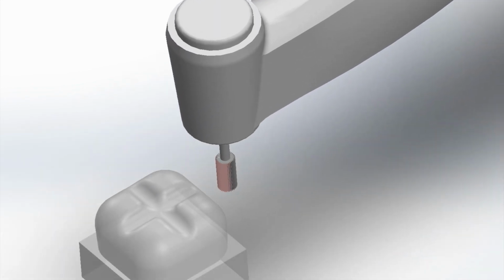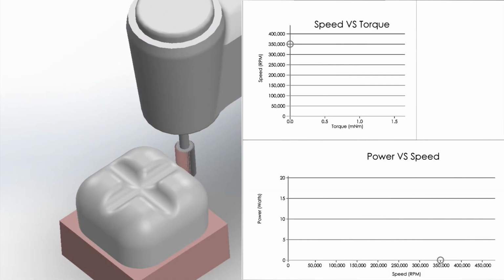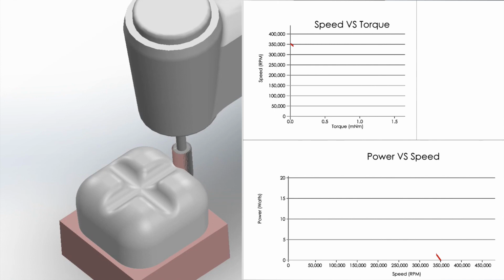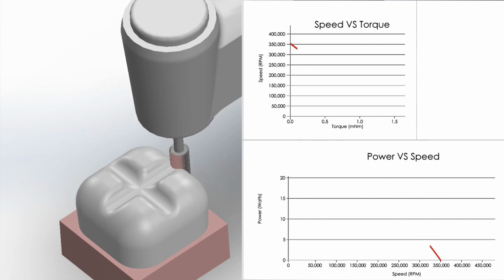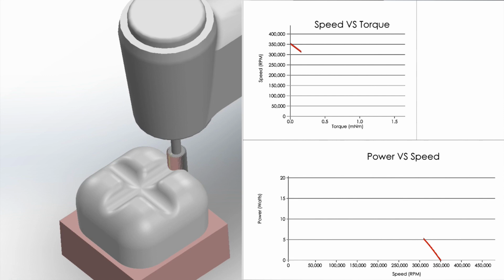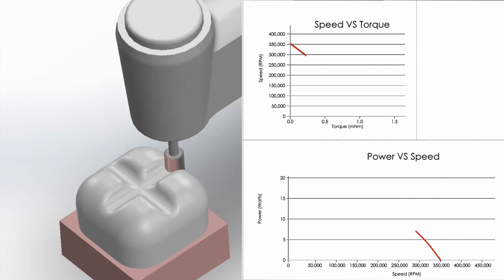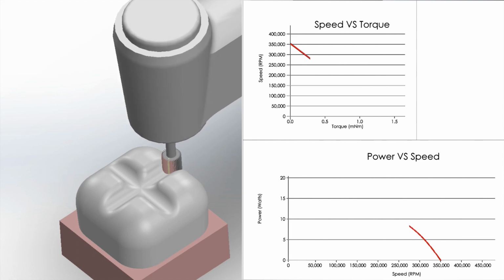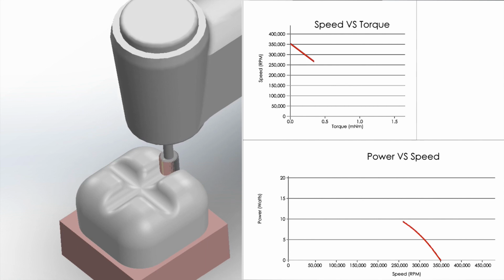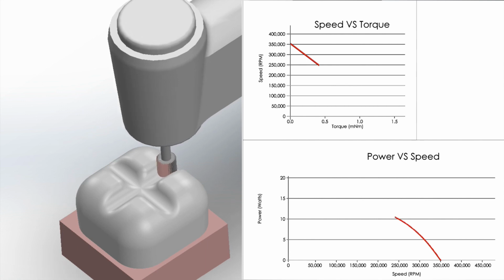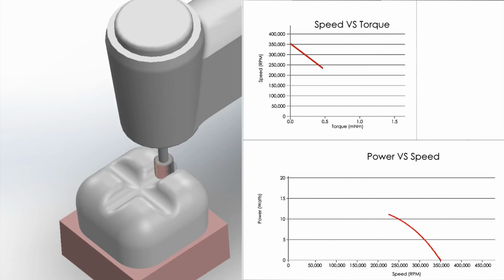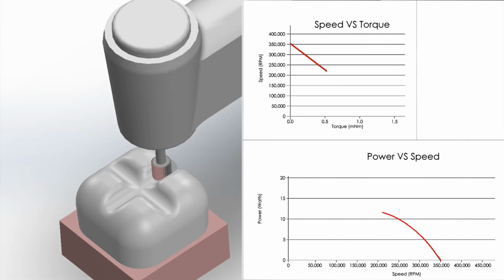Well, if we break down the speed versus torque and power versus speed curves, we can see that the handpiece starts at maximum free running speed, with no resistance to rotation of the instrument in the handpiece, so there is no deliverable torque and no power output. However, as soon as you start cutting into tooth structure, the resistance to rotation increases, and the instrument begins to slow down, while power output increases. As you continue to push harder into the tooth, the resistance to rotation continues to increase, and the instrument slows down further, which continues to generate more power.